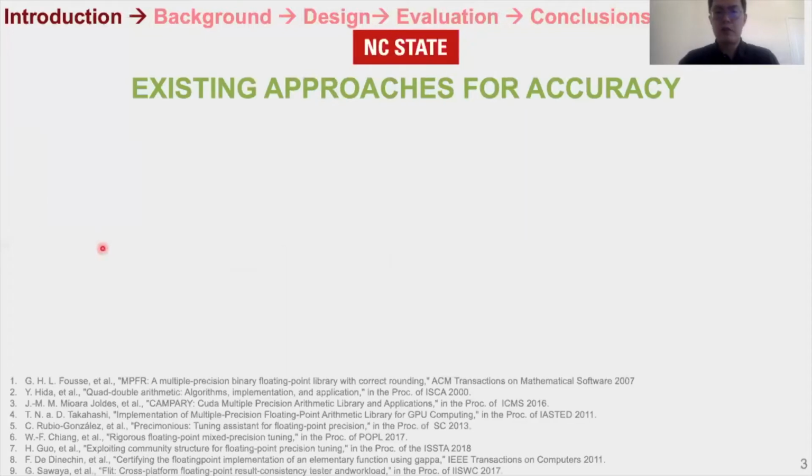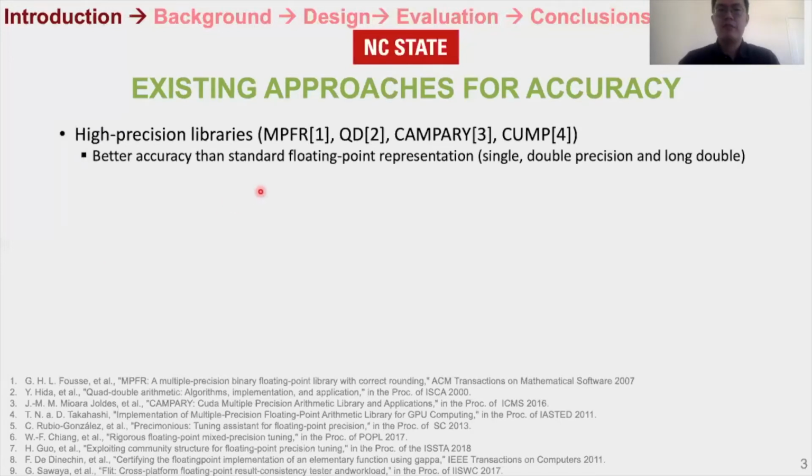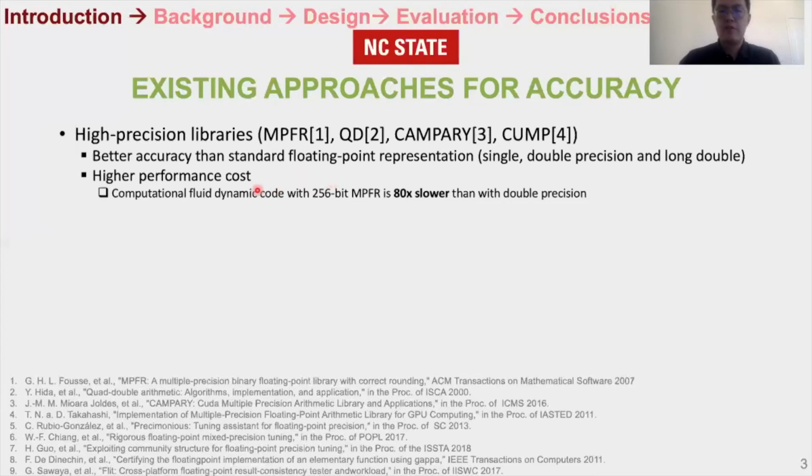To solve these problems, among the existing approaches, the first one definitely is high-precision libraries. They can provide better accuracy compared with standard floating point representation. However, they come with a really significant cost. For a computational fluid dynamics code with 256-bit representation, it is around 80 times slower than the standard double precision.